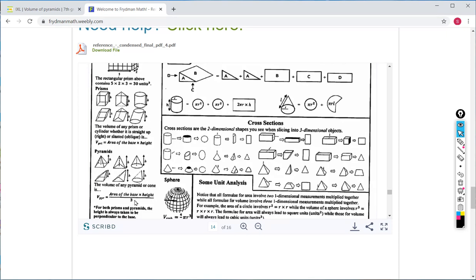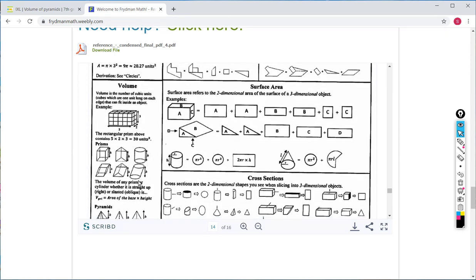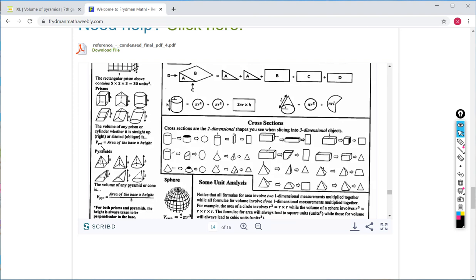Now compare that to the volume of a prism. The volume of a prism was the area of the base times the height. Whereas, again, the volume of a pyramid is the area of the base times the height divided by 3. So we start off exactly the same as finding the volume of a prism. In fact, to find the volume of a pyramid, we start off by finding the volume of a prism, which is just the area of the base times the height, and then we divide it by 3.